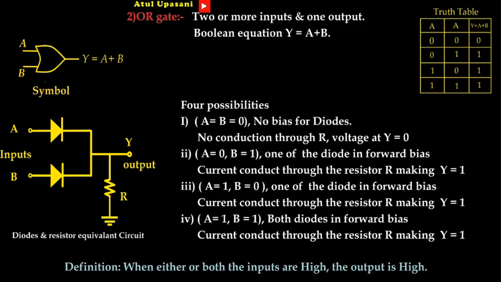The second gate is the OR gate. It can have two or more inputs and a single output. If we consider A and B as the two input variables, the output is given by the Boolean equation Y equals A plus B. The OR gate is used for addition of the inputs. This logic circuit of the OR gate can be constructed by using diodes and a resistor as shown in the figure.